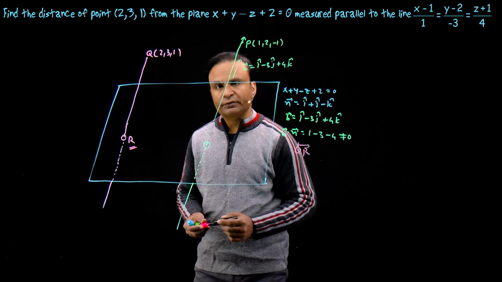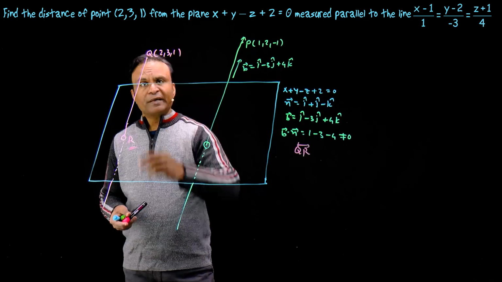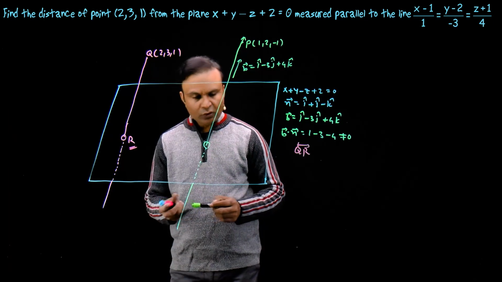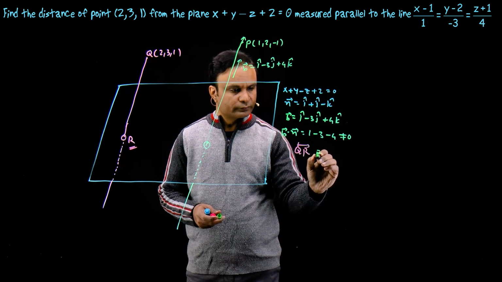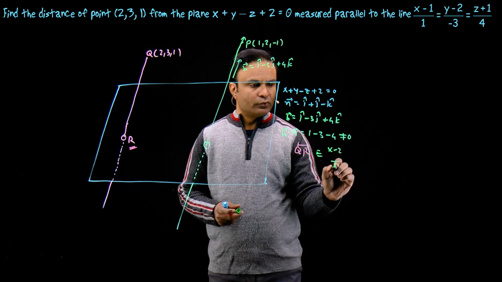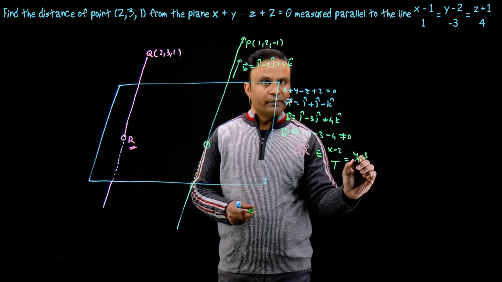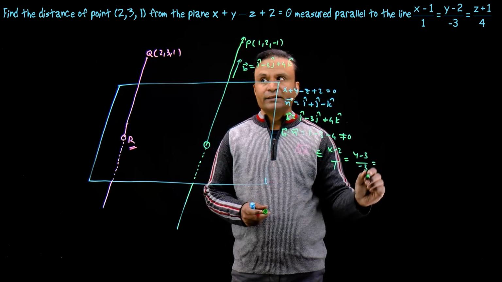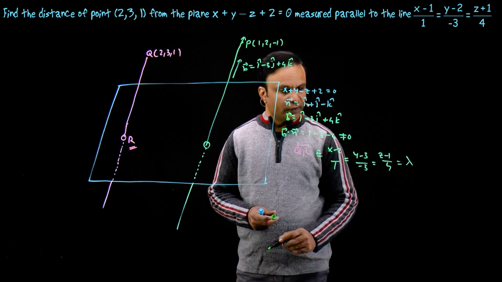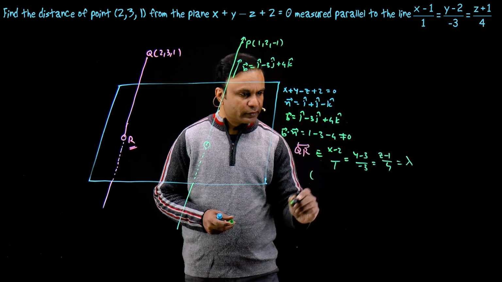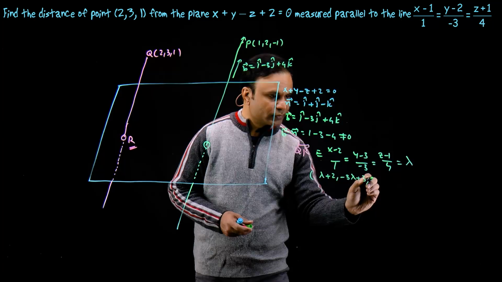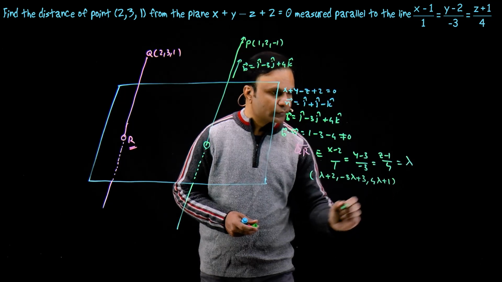How do we get this equation? This is passing through point Q and parallel to this vector b. So the equation of line QR is (x minus 2) upon 1 is equal to (y minus 3) upon minus 3 is equal to (z minus 1) upon 4. Suppose this is lambda, so we get the general point on the line as (lambda plus 2, minus 3 lambda plus 3, 4 lambda plus 1).